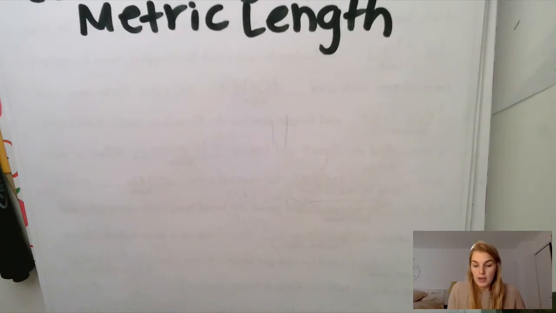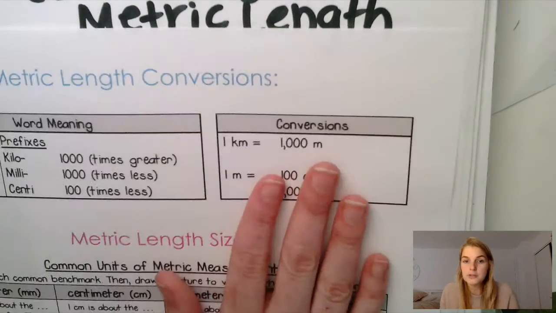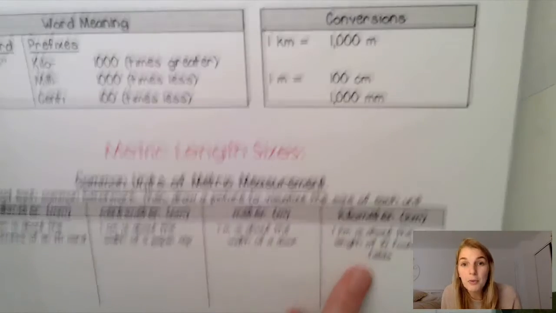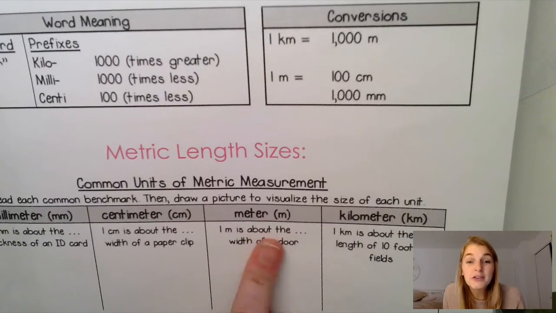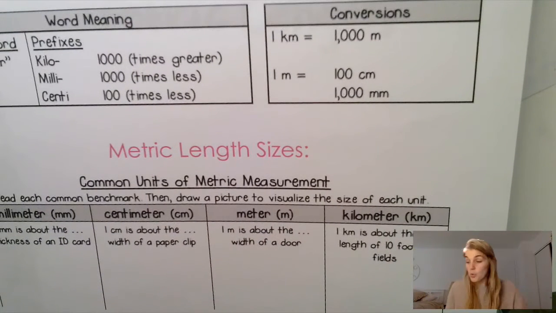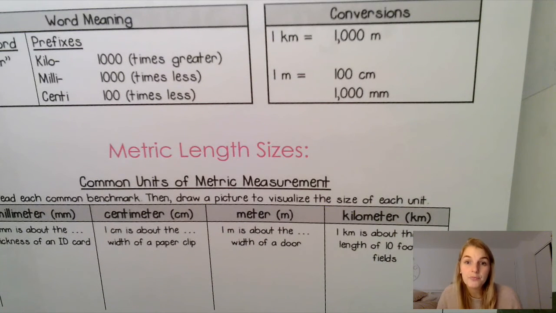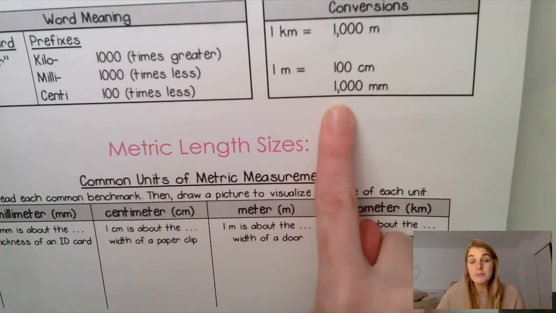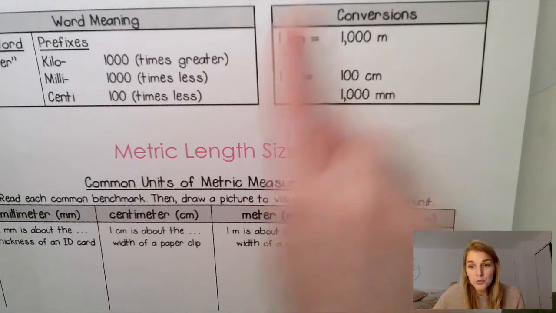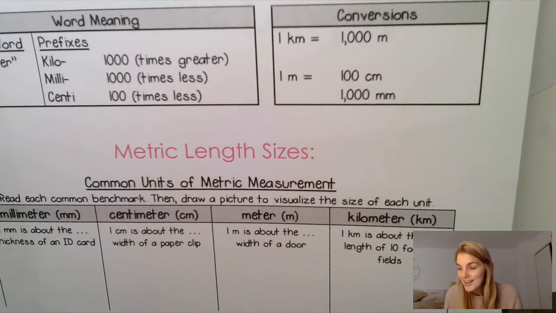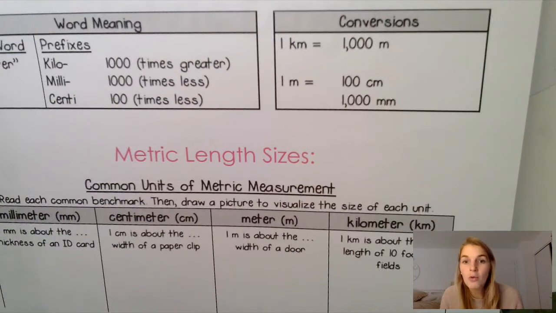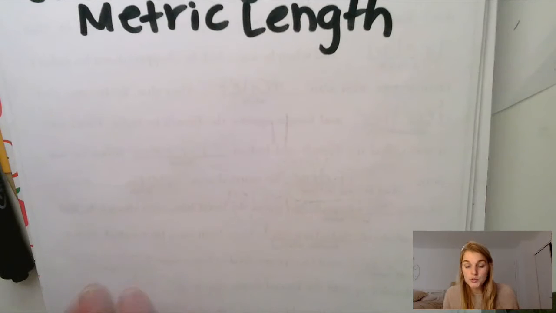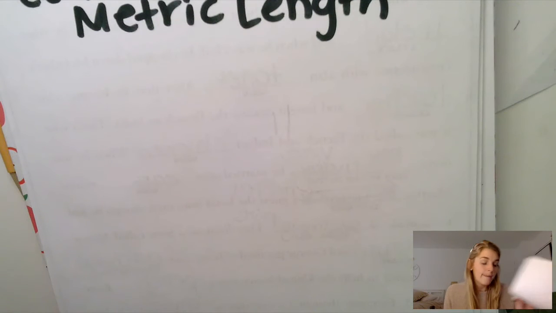So now that we know that, we can also look at our conversion charts. Because we see here that kilometers, which are about 10 football fields, takes 1,000 meters. It takes 1,000 widths of a door to make 10 football fields. A meter is 100 centimeters or 1,000 millimeters. And remember I told you that their system works on units of 10. And as you can see here, these are all multiples of 10. So let's first go over what we're used to. Let's take a look at the proportions.